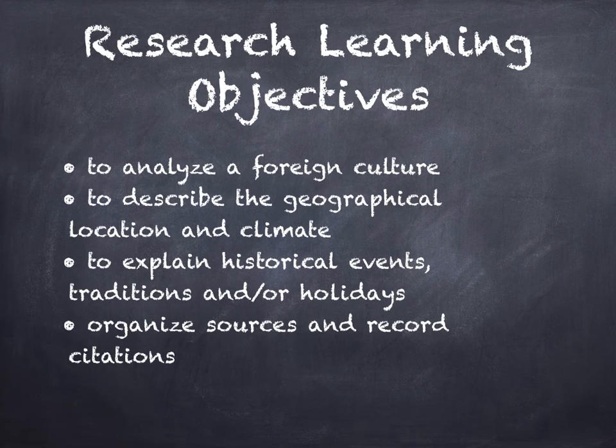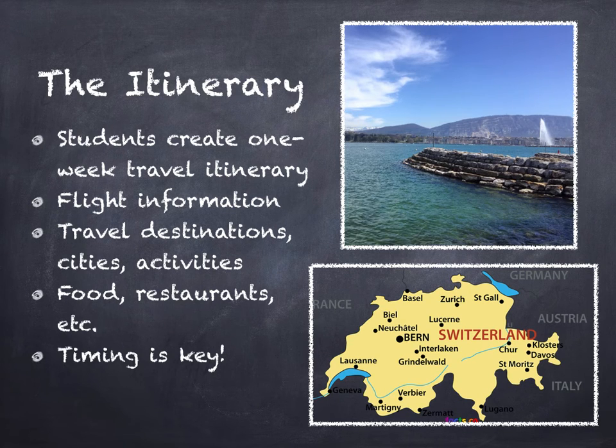So here's a look at the learning objectives for the research. Very straightforward. The second component is an itinerary. So the students need to create a 1-week travel itinerary. They need to find flight information, determine travel destinations, cities, activities that they'd like to do, and look at when are they going to eat, where do they want to eat, and the timing's really key for this. This is a task in organization and also online formatting.